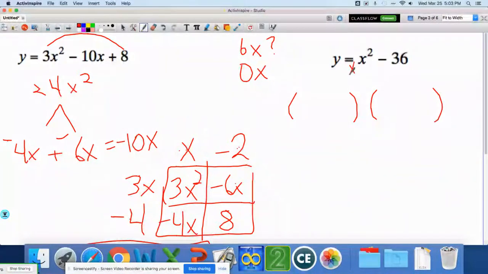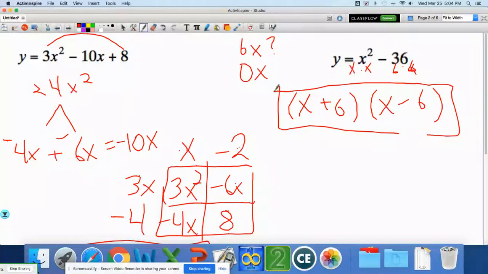We know that this is x times x, and that becomes x and x. This is 6 times 6, but because it's negative in the middle, one of those has got to be negative. We tend to make the second one negative, and we call it a day. That only works on those extremely rare but quick problems.